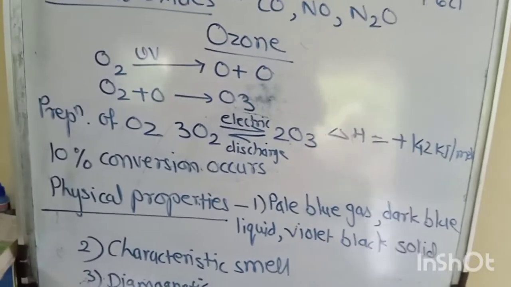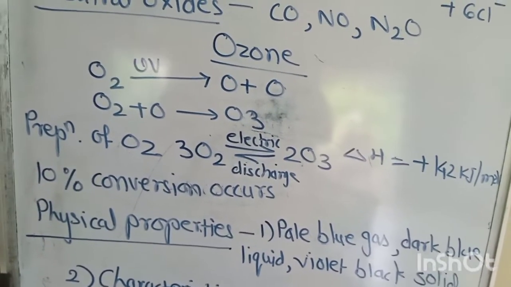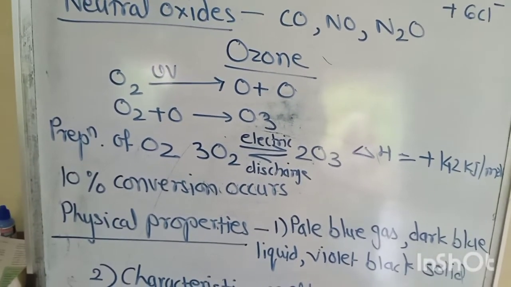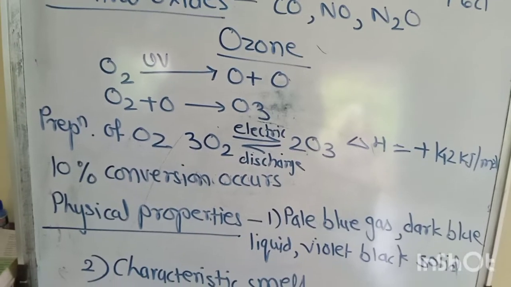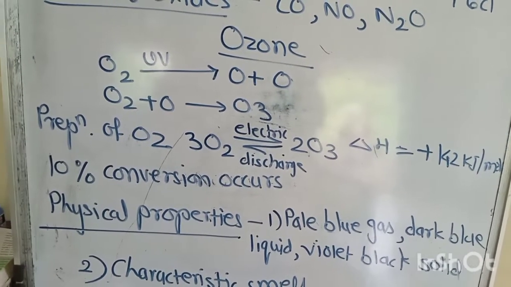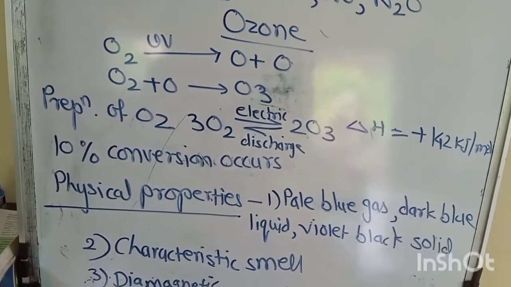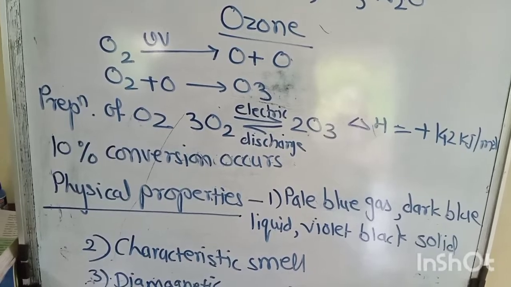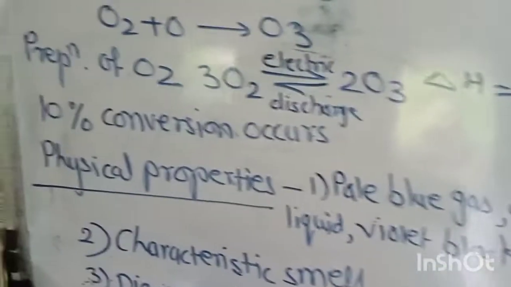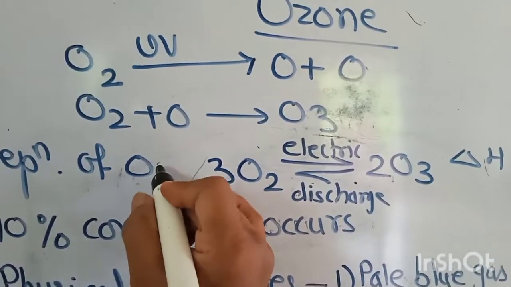Second compound of oxygen is ozone. Ozone is formed in atmosphere in ultraviolet light. In presence of ultraviolet light, oxygen decomposes to form two oxygen atoms, and then oxygen reacts with one of these oxygen atoms formed to form ozone, that is O3. In lab also we can prepare ozone, preparation of ozone. I have by mistake written O2. O3.